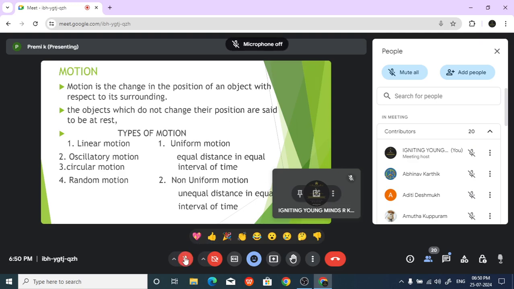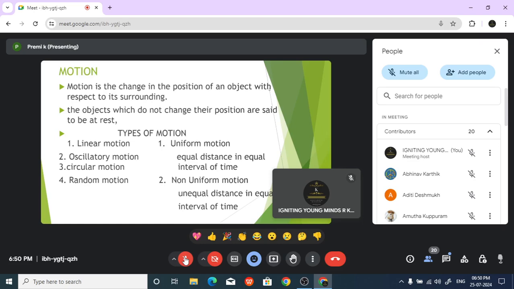Then circular motion. When a body moves in a circular path, this is known as circular motion. For example, a giant wheel moves in a circular motion. Then random motion. Any object which does not come under these categories of linear, oscillatory, or circular motion is said to move in a random motion.